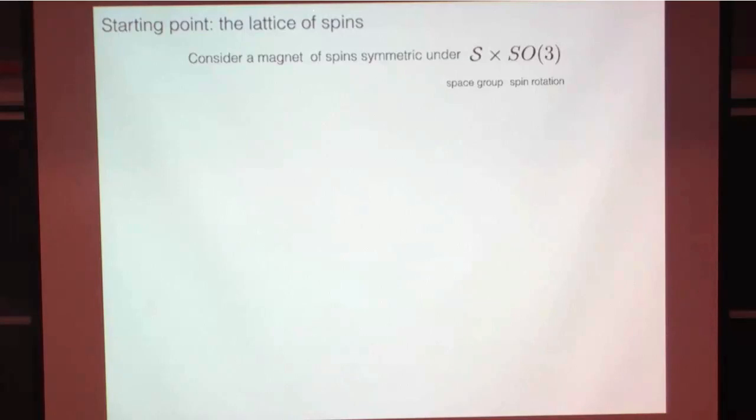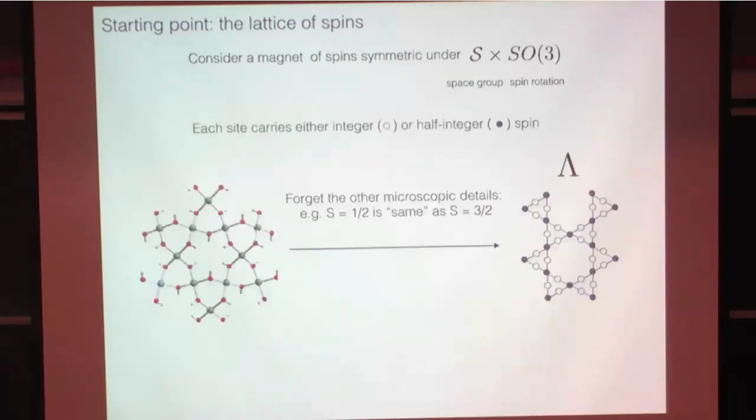Okay, so what's the input for this constraint? Again, I'm going to have a magnet, and the symmetry, at least for the purposes of this talk, I'll let it be SO(3) and the space group. I don't care too much about all the details of the material. The only thing I'm going to keep track of is the lattice of magnetic moments. In particular, I don't even care whether the magnetic moment is spin 1/2 or, say, spin 3/2. So wherever there's a spin with an odd-integer moment, I'll think of it as a black dot, whereas if it's an integer moment, I'll think of it as a white dot. So this is a kind of coarse graining of all the details into this simple lattice here.